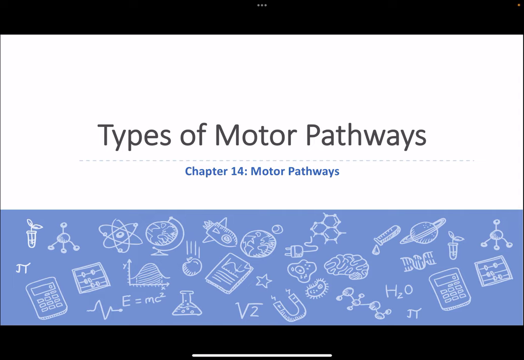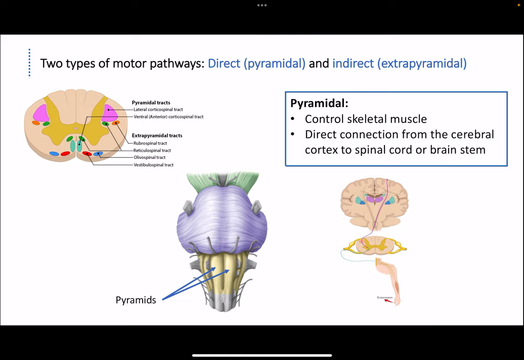So in this part, we're going to pick up and begin talking about specific motor pathways. We're going to look at specific ways and specific tracks that our motor signals can travel. In general, we're going to discuss two different types. One is going to be called a direct or pyramidal pathway, and we've alluded to these in previous parts. The other is going to be called the indirect or extrapyramidal pathway.